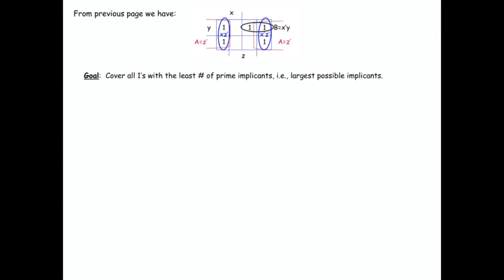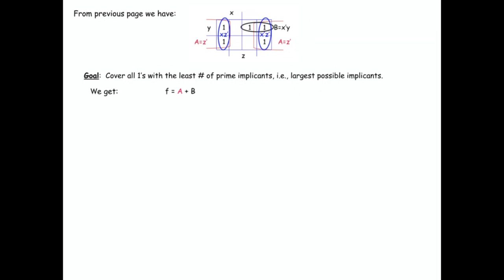In order for this function to be equivalent, all you need to do is cover all of the ones. There are 100 ways you can do that, and it'll be fine. But if we want to come up with the simplest possible expression, you want to use the least number of prime or largest possible implicants. In this case, it's 2.